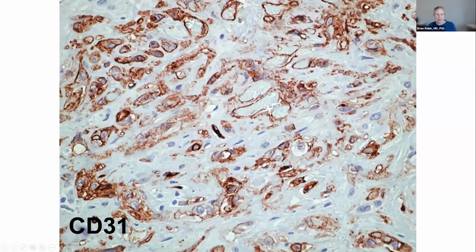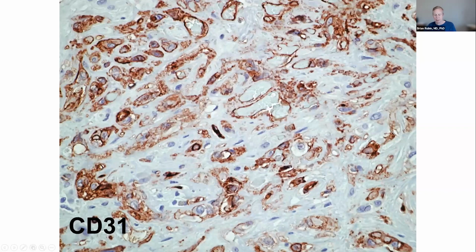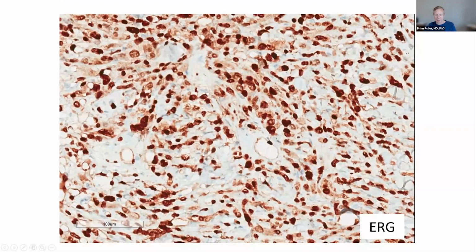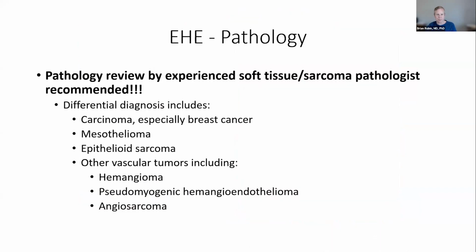We can prove it. I did mention CD31. Here's some CD31 staining the tumor cells, and that tells us it's a vascular cancer. Here's ERG. ERG is an endothelial marker, again telling us it's vascular. It tends to stain nuclei, whereas CD31 stains the cytoplasm. That's why this looks like dots. And then here's CAMTA1 staining. So this is EHE, and here's CAMTA1, by immunohistochemistry, staining the tumor cells. It actually stains the nuclei and the cytoplasm. And again, that is very characteristic of EHE.